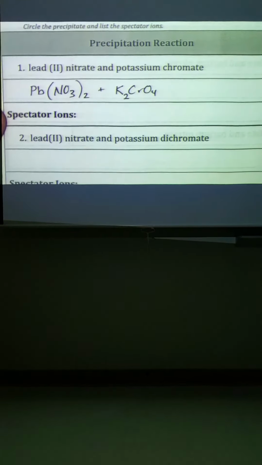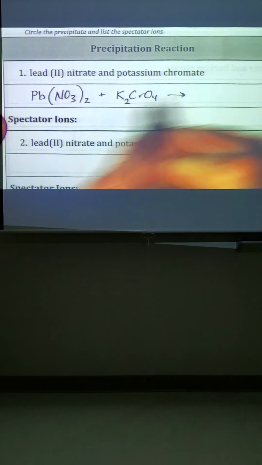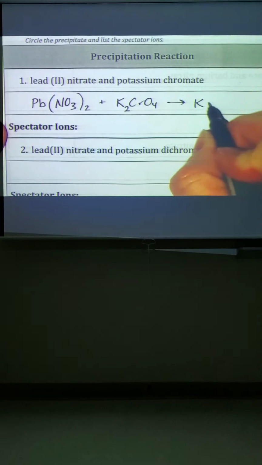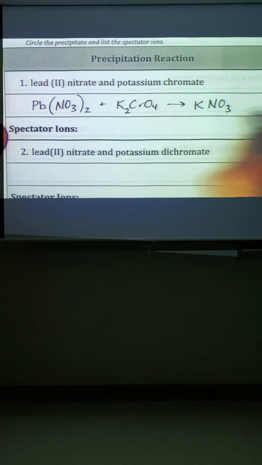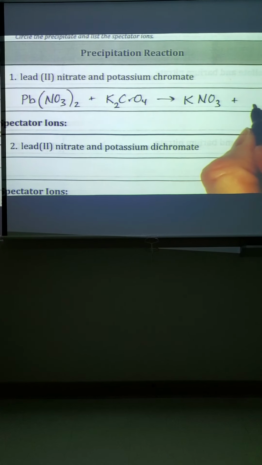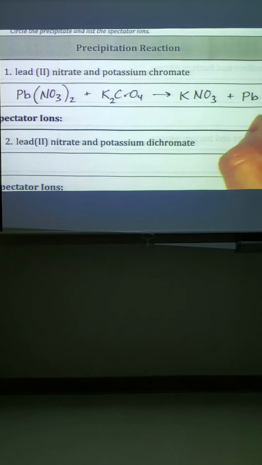Double replacement says double switch, so lead and potassium switch. We're going to have a K with now nitrate. Doesn't really matter who you write first or second here. And then in the end, we're going to have lead with whatever's left over, and that's going to be chromate.